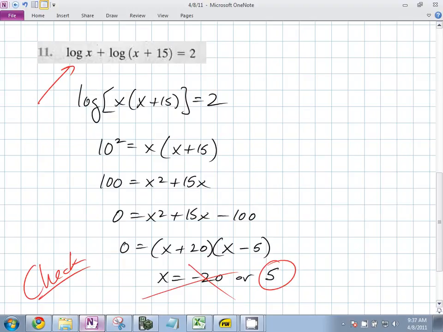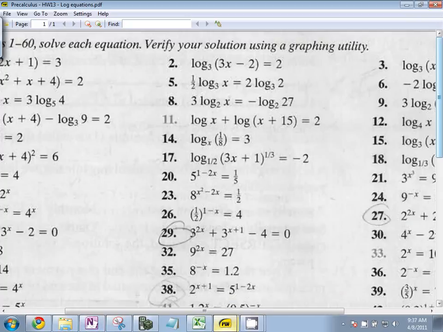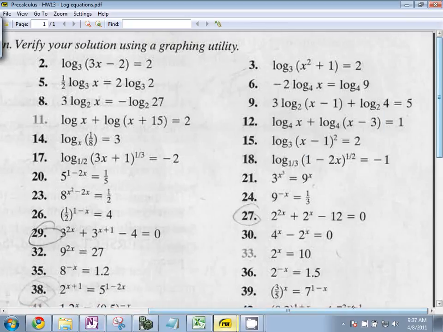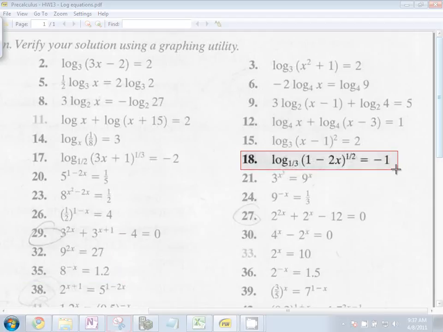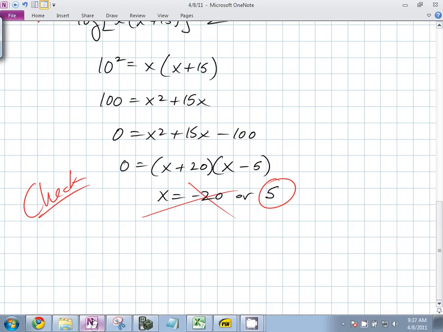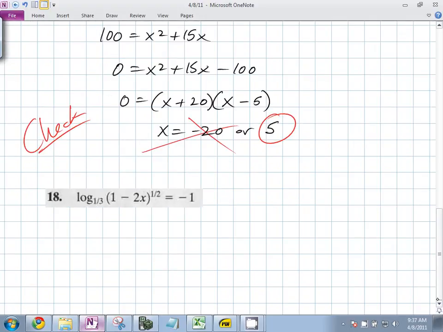Good. Okay. 18. Oh, you just don't like the fractions, do you? Not really? So can someone tell me what they did first? Guys, you really only have like 5 rules for log, so pick one. What'd you do with the 1/2? The front, sure.